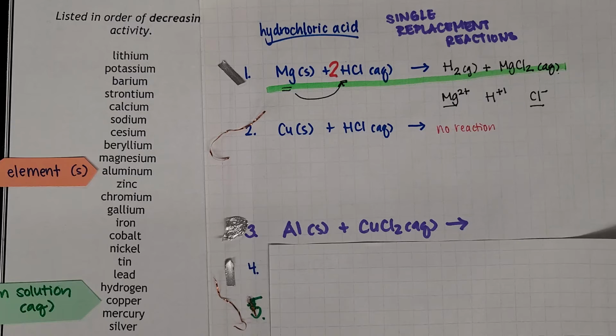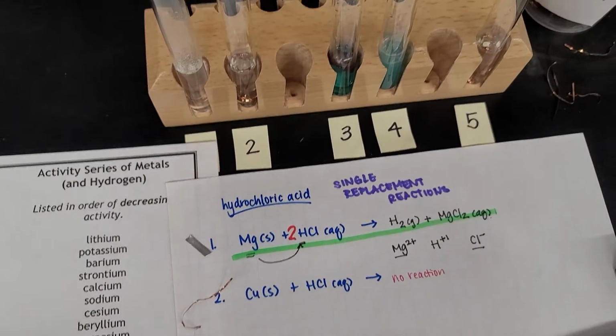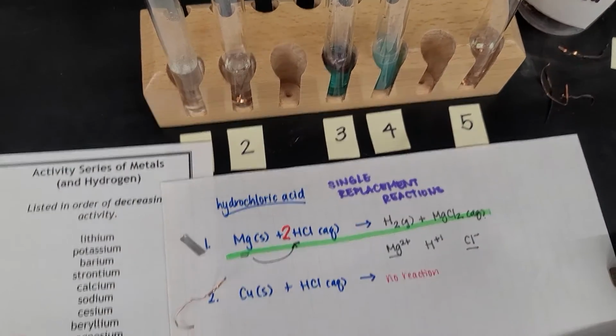If I were to look at aluminum with copper 2 chloride, so that was the one where I made that brown solid, maybe just because it's right there. That was reaction number 3, right? So that brown solid.